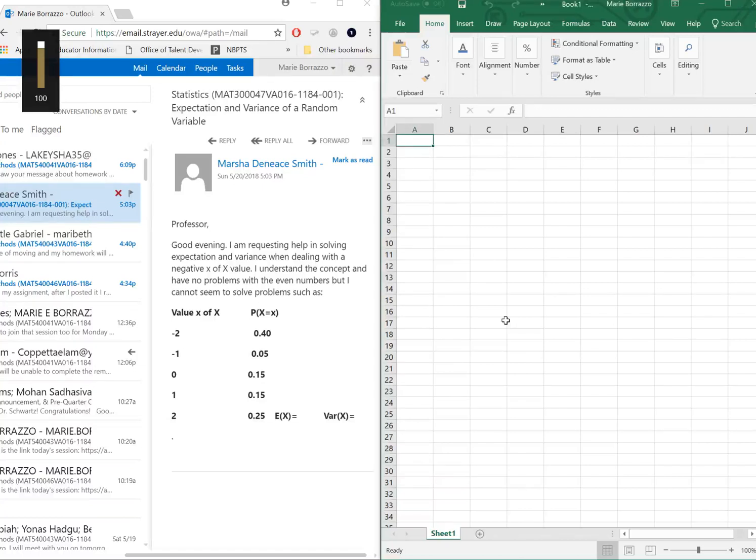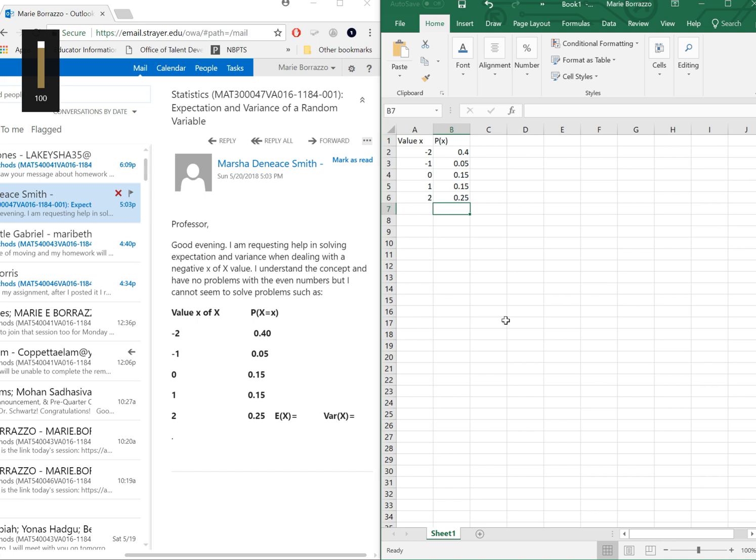So the question that you have here is actually a very simple question, and what I'm going to show you is how to do it with Excel, and that way you can just use the template over and over. And if you're not familiar with Excel, the math is the same in either case. So you have values where x is equal to -2, -1, 0, 1, and 2. And p of x is given to you at 0.40 and at 0.05, 0.15, 0.15 again, and 0.25.